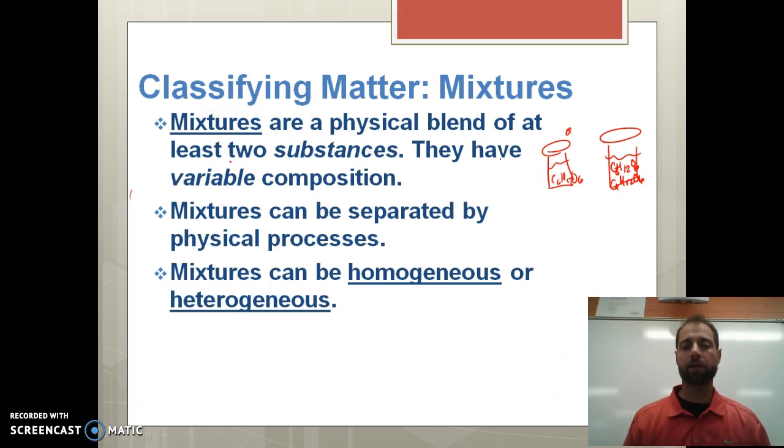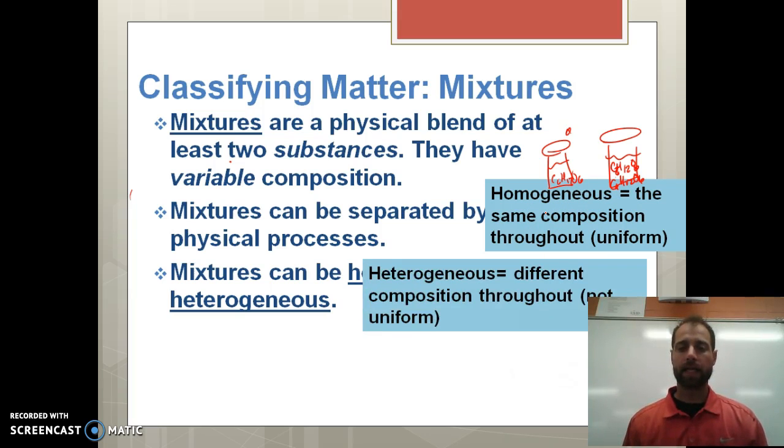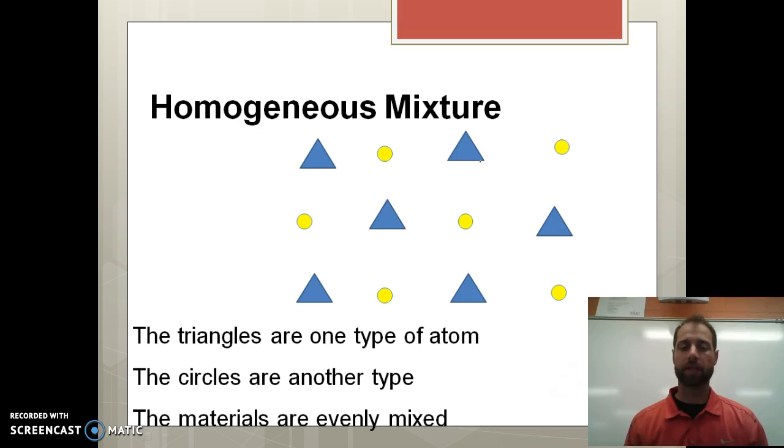And remember that mixtures can be either homogeneous, homo meaning the same, or heterogeneous, hetero meaning different. So homogeneous means the same composition throughout. It's going to be a uniform composition, kind of like our sugar water. And then heterogeneous means a different composition throughout, or not uniform. So something in which it depends on where we are in that mixture, it's going to look a little bit different.